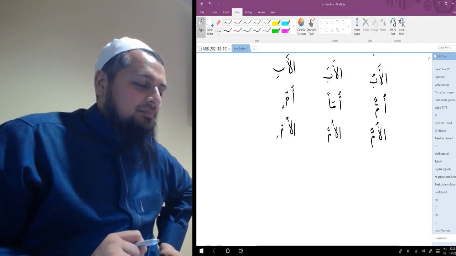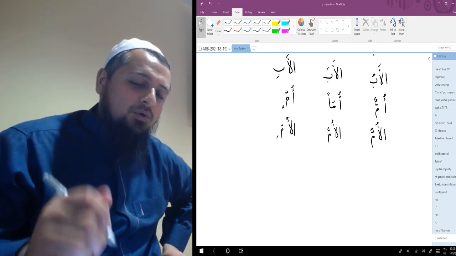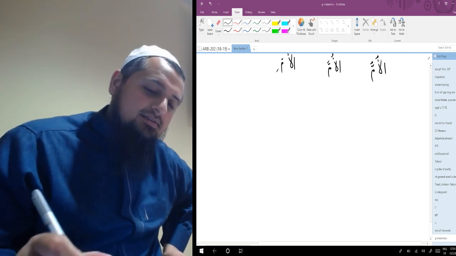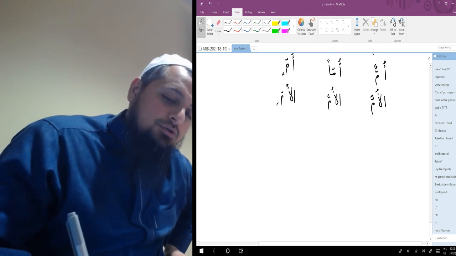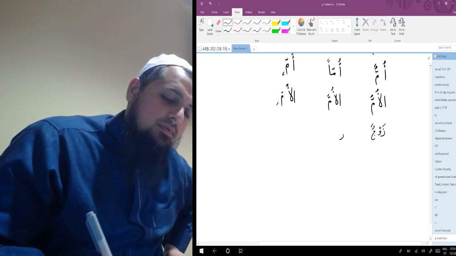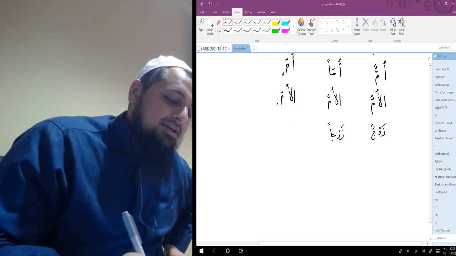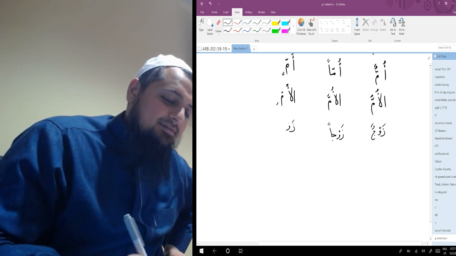Alright. Do the word zawjun. Right? Zawjun, spouse or pair. What would it look like in the state of rafa? Right? Zawjun. In the state of nasab? Zawjan. In the state of jar? Zawjin.